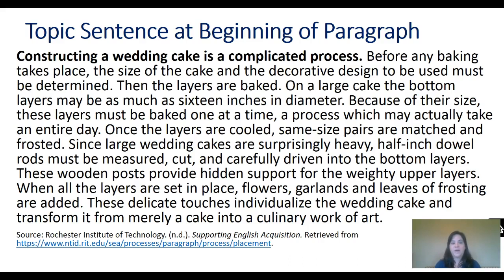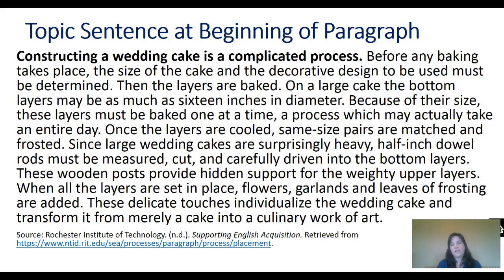On a large cake, the bottom layers may be as much as 16 inches in diameter. Because of their size, these layers must be baked one at a time, a process which may actually take an entire day. Once the layers are cooled, same-size pairs are matched and frosted. Since large wedding cakes are surprisingly heavy, half-inch dowel rods must be measured, cut, and carefully driven into the bottom layers. These wooden posts provide hidden support for the weighty upper layers.